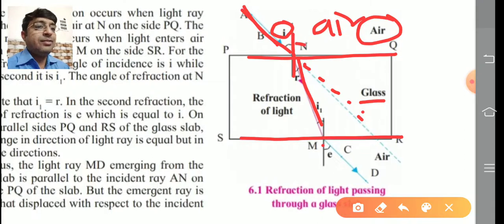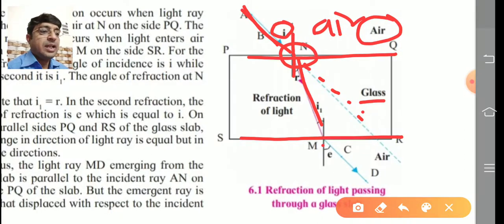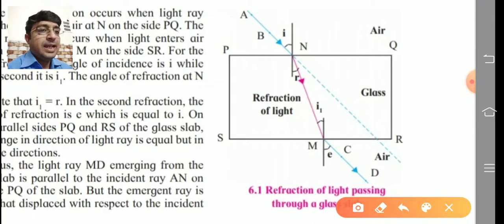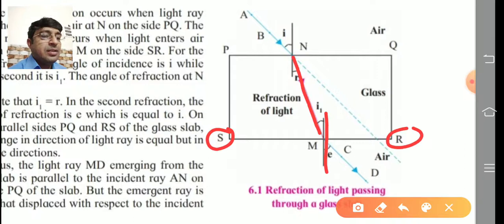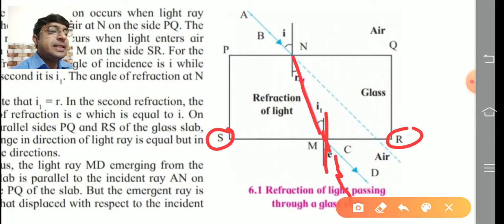At point N, the first refraction occurs, and the second time, when NM acts as an incident ray, one more normal is drawn at side SR of the glass slab at point M. So NM is the incident ray for the second refraction, which takes place at point M. Then what happens? See that NM is extended in the forward direction, so the dotted line is different. So see the ray CD. It moves away from the normal.